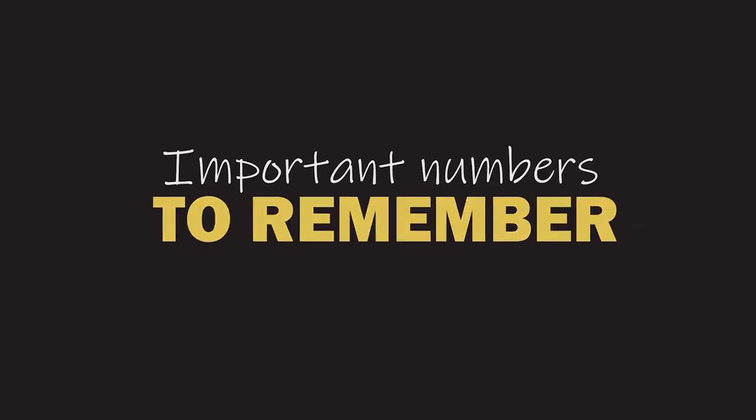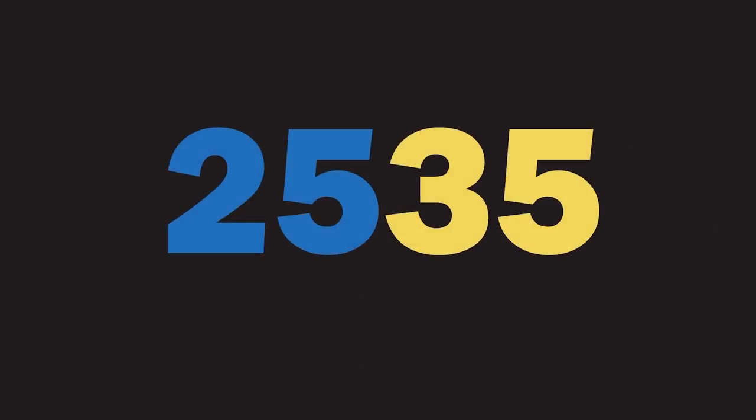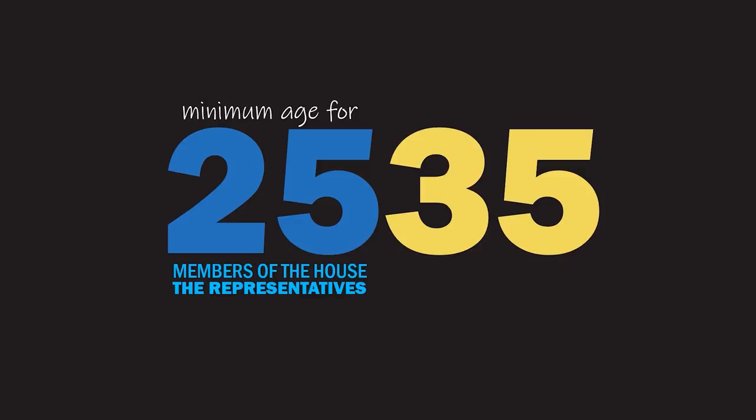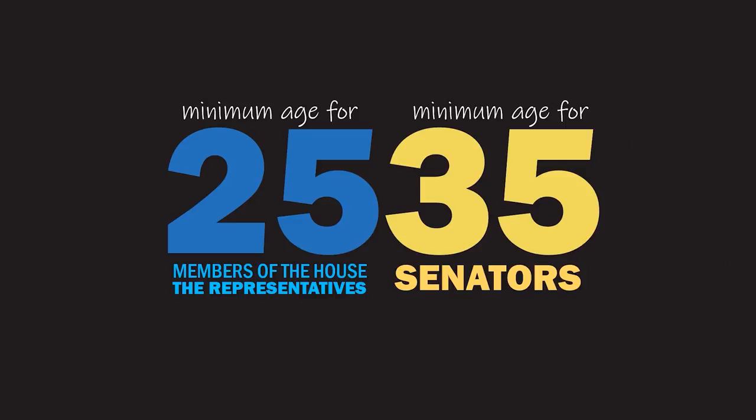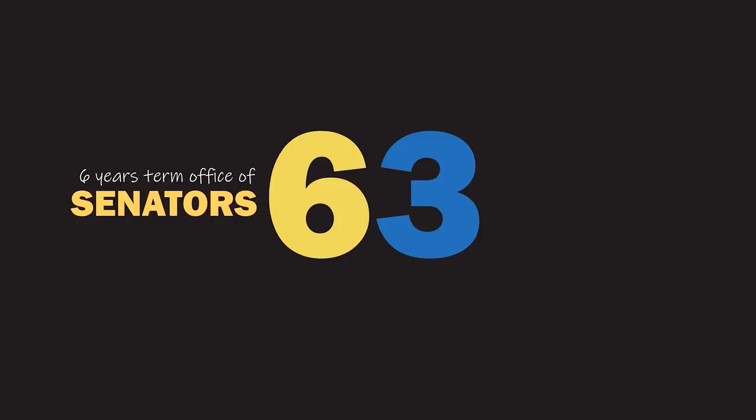Now take note of these numbers. First, 25-35. 25 is the minimum age of members of the House of Representatives, while 35 is the minimum age of senators. Next, 6-3. 6 is for the 6-year term of office of senators, while 3 stands for the 3-year term of office of members of the House of Representatives.